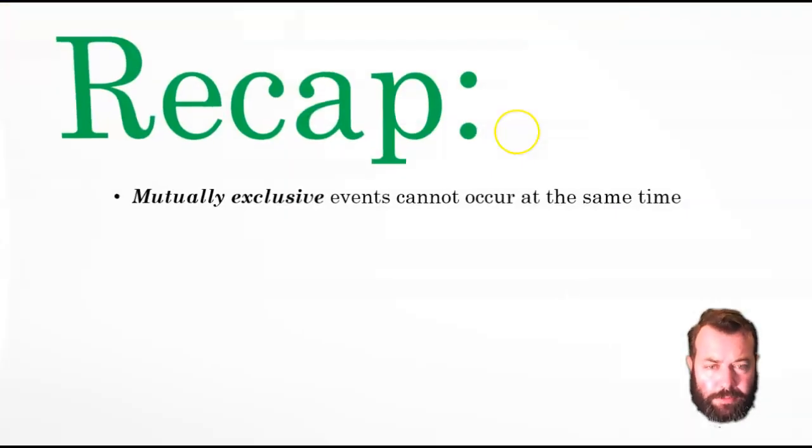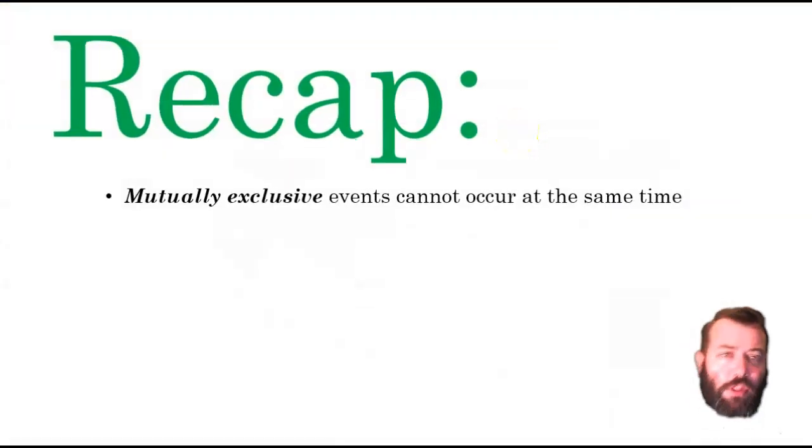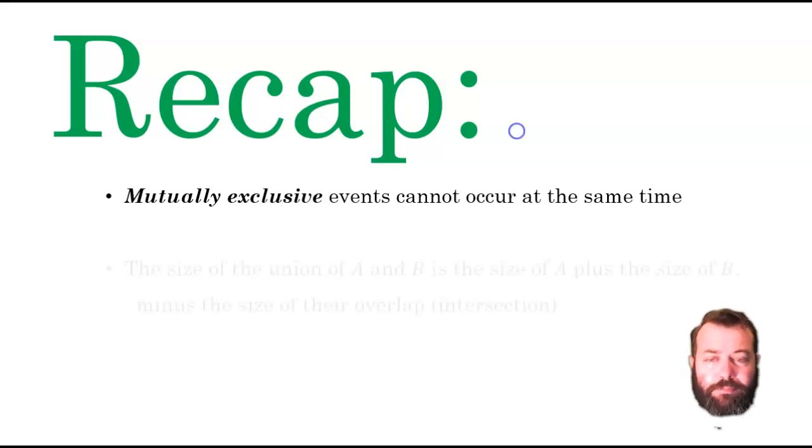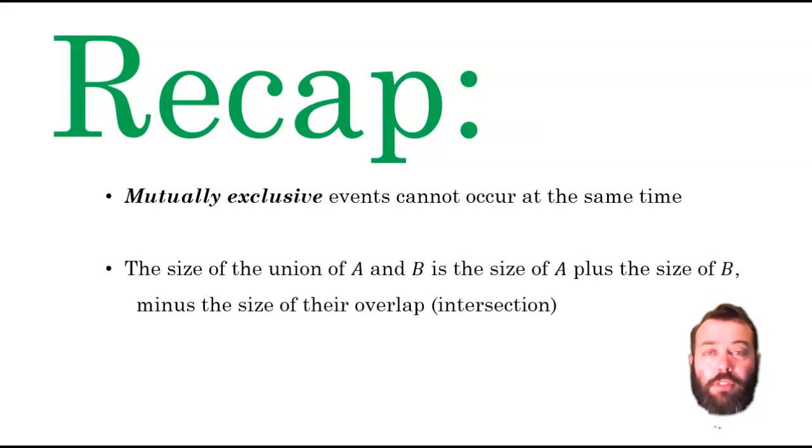Well, let's just go over those things that we've covered here. Mutually exclusive events, or disjoint sets, cannot occur at the same time. One precludes the other. The size of the union of A and B is the size of A plus the size of B minus the size of their intersection, or overlap. They're the two big ideas out of this.